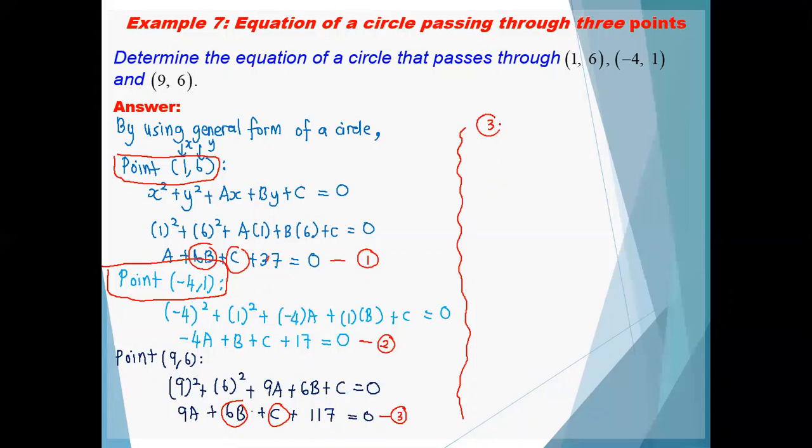Okay, so 3 minus 1, because 3 is bigger. So it will become 9a minus a, so 8a, 6b minus 6b is gone, c minus c is gone. Plus 117 minus 37, so plus 80 is equal to 0. So 8a is equal to negative 80. a is equal to negative 10.